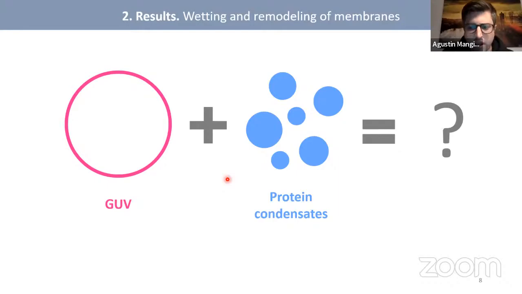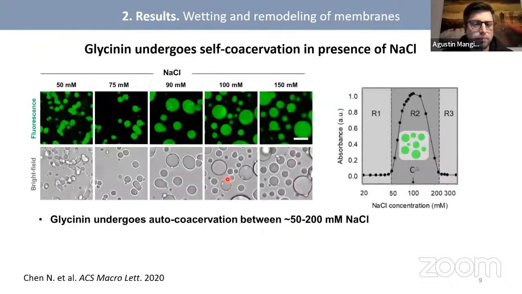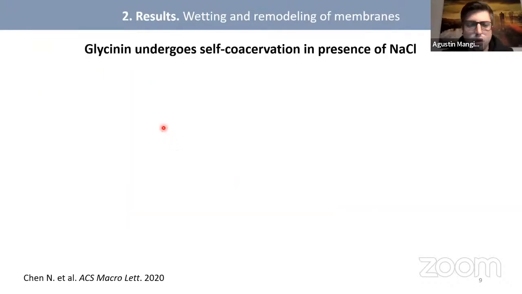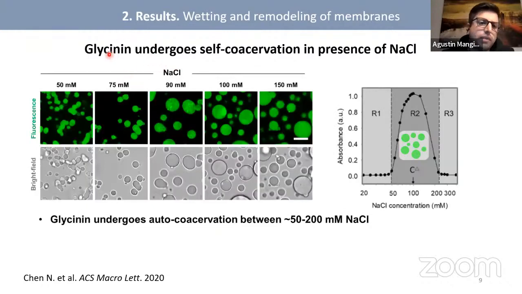And for that purpose, we used glycinin, which is one of the most abundant proteins in the soybean. It's a storage protein. And the nice thing about this is that glycinin phase separates in the presence of sodium chloride. So if you see here in this diagram, at low sodium chloride concentrations, we have a homogeneous phase, then we enter a phase separation region, and then at higher concentrations, again, we have a homogeneous solution.